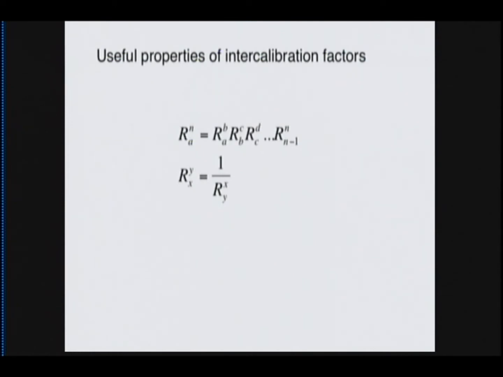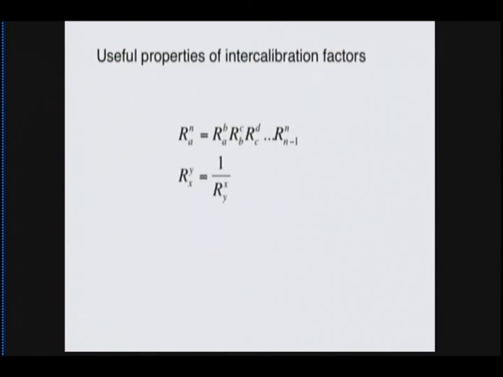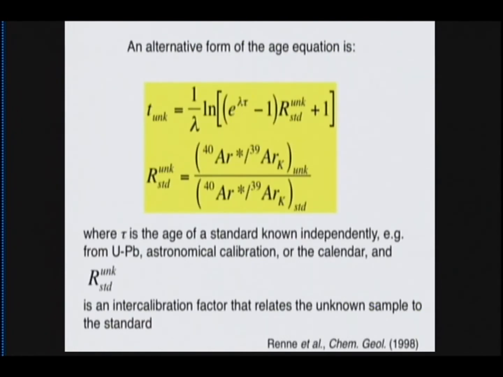And another point is that the R value of sample or standard Y relative to sample or standard X is just 1 over the R value of X relative to Y. So these are little symbolic logic facts that are useful for manipulating argon-argon data.